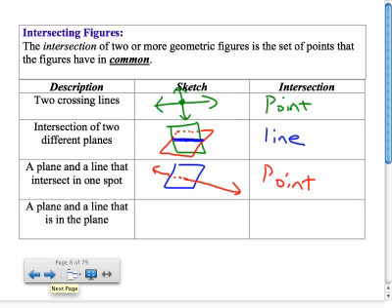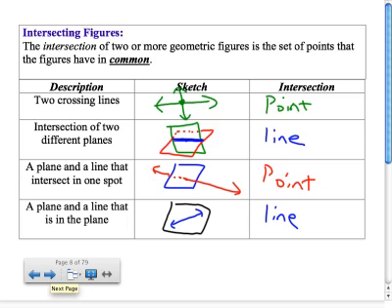a plane and a line that is in the plane. So you draw your plane, and then the line is actually inside of the plane. And that intersection there, since the line is in the plane, the intersection of the plane and the line is the entire line. It's not a point anymore because it lies inside the plane.